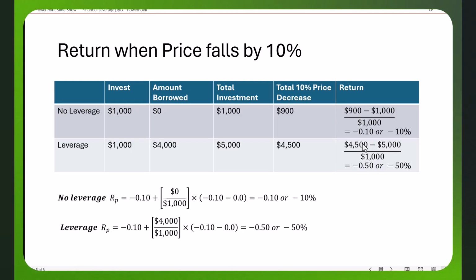divided by 1,000, right? So 4,500 minus 5,000 is negative 500 divided by 1,000. You're going to lose 50%. And again, you can see this. Let's forget about the no leverage case because it's not very interesting. So here's the minus 10% plus 4 times minus 10%. So you're going to lose 50%.